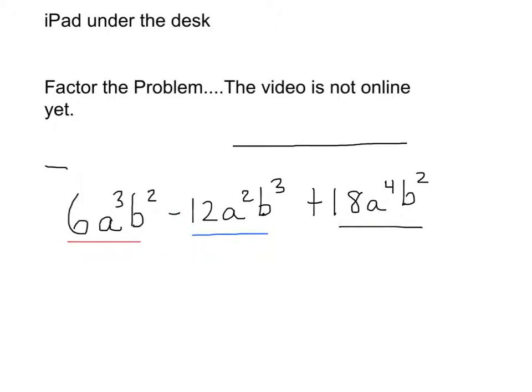6 is the largest number that goes into each, so I'm going to take it out. In other words, I'm going to divide this term by 6, I'm going to divide this term by 6, and I'm going to divide this term by 6, right?